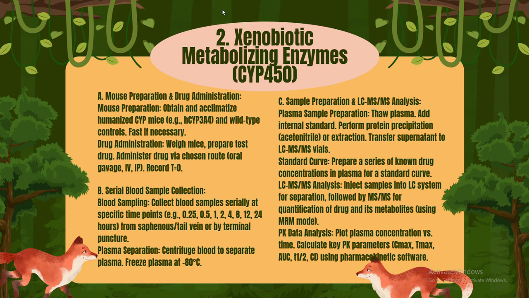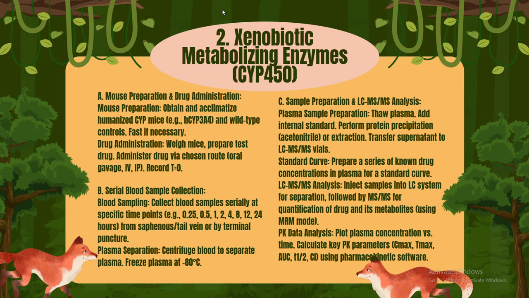Researchers give the experimental drug to these humanized mice. At different times after the dose, from minutes to hours, they collect small blood samples. Using a highly precise machine called liquid chromatography mass spectrometry, they can measure exactly how much of the drug and its broken-down product are in the blood. This gives them a detailed drug journey map: how fast it absorbs, where it goes, and how quickly it's eliminated.